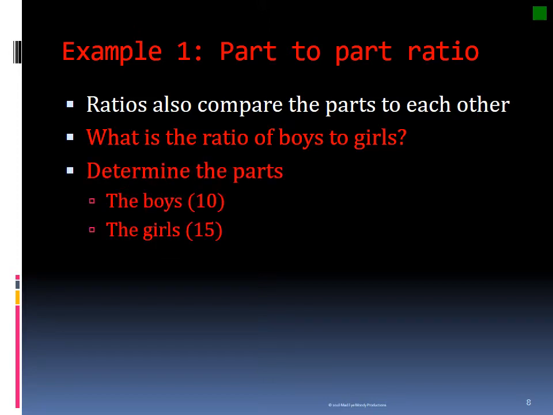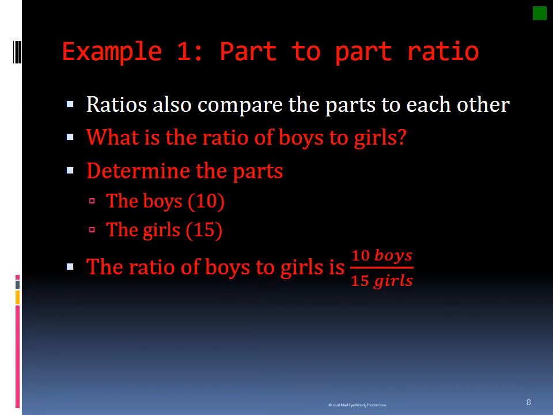Now we need to determine both the parts because we're being asked to compare one part to another part. There are still 10 boys, there are still 15 girls. We don't need to determine the whole here, or the total, because that's not what we're being asked to compare. Now we can just write the ratio. Here I've chosen to write it in fraction form.